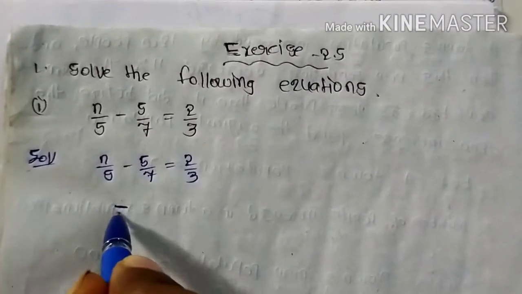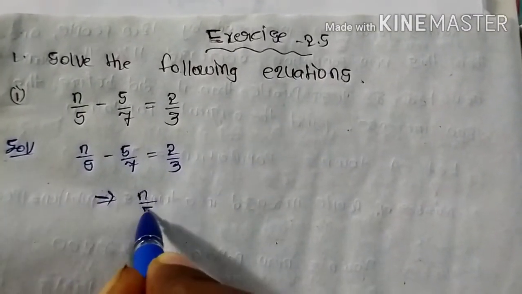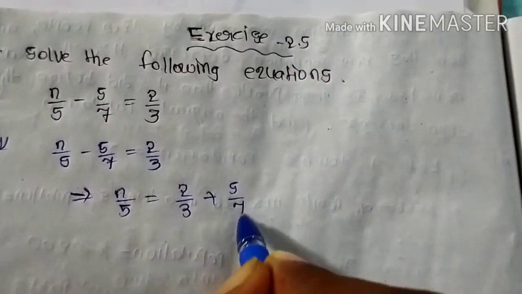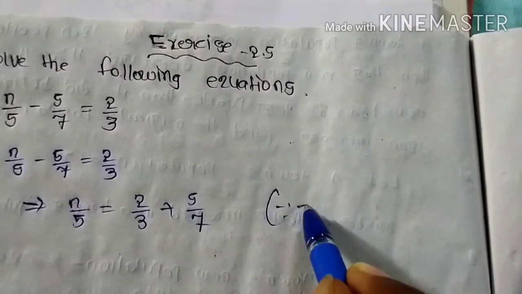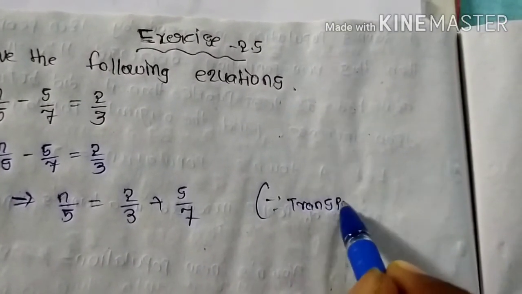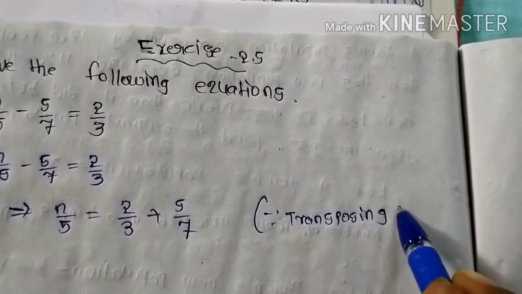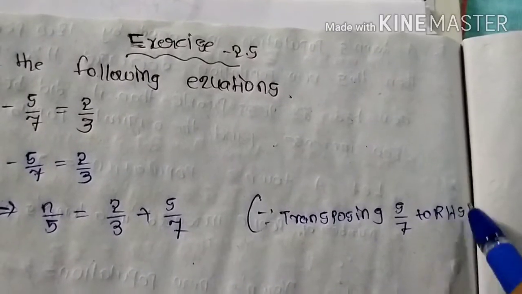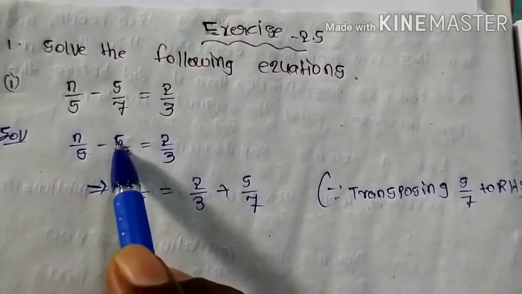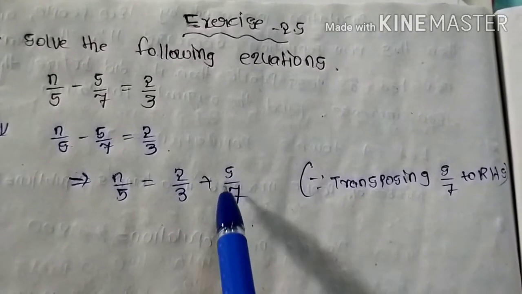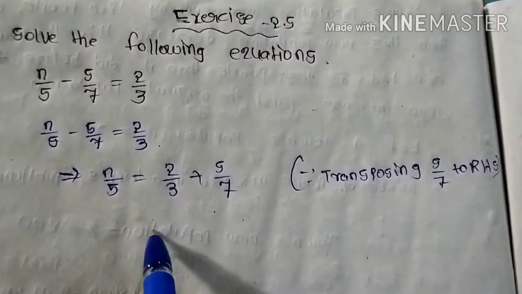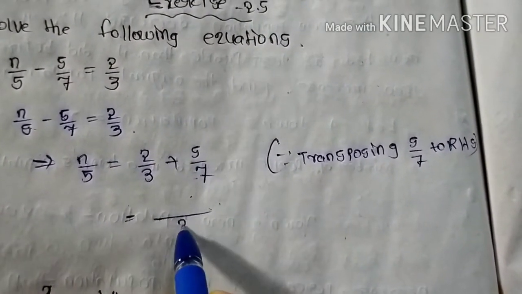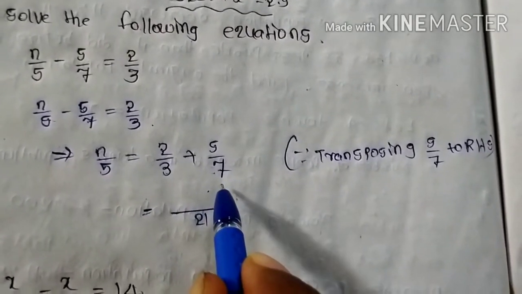That means you can see here, implies, can I write here, n by 5 is equal to 2 by 3 plus 5 by 7. Yes or no? Just a transpose. You can write here, transposing 5 by 7 to RHS. See, it is minus 5 by 7. If I am transposing to RHS, it will become plus 5 by 7, or not? Yes. So now you can see here, find the LCM of these 3 and 7. That means 7 3 is how much? 21. Or you can do cross multiplication, which is convenient to you.